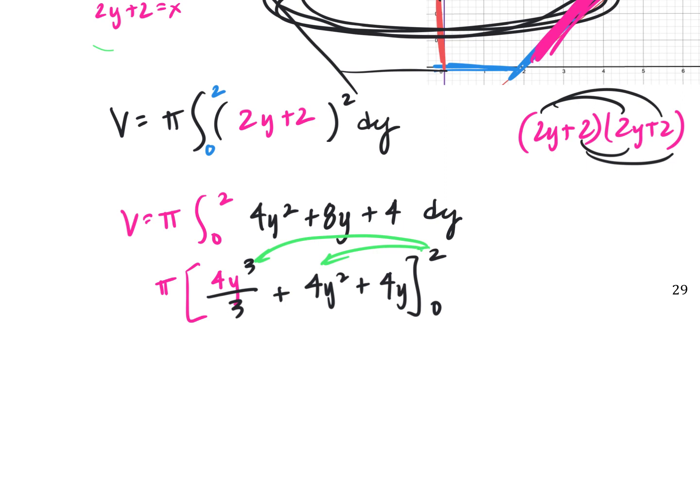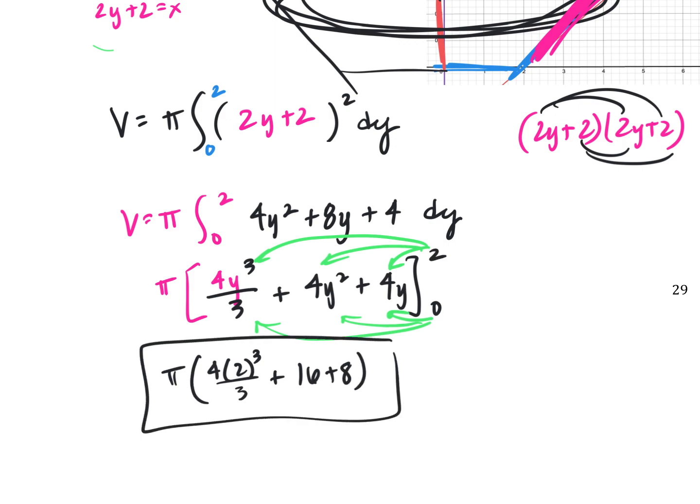Boom, boom, boom. I'm not even going to plug in a 0 because 0 times 0 plus 0 is going to get me 0. Final answer. You guys, can we just say 4 times 2 cubed over 3 plus 4 times 2 squared, or 16 plus 8? You could just end it there.